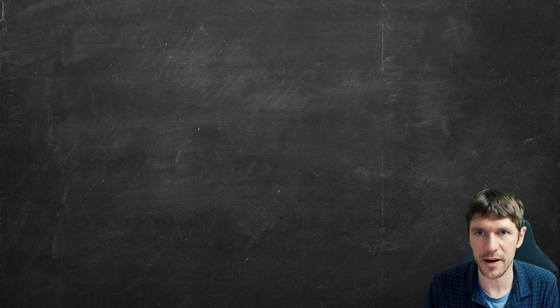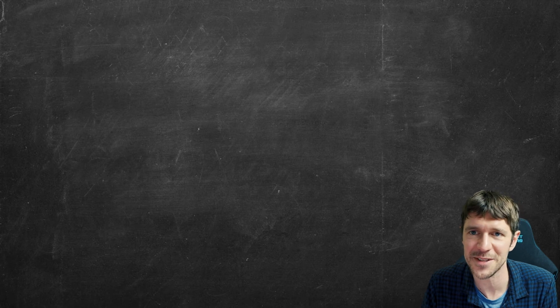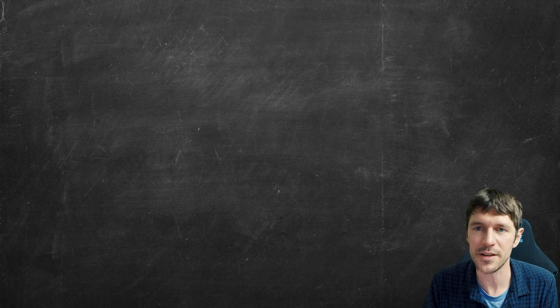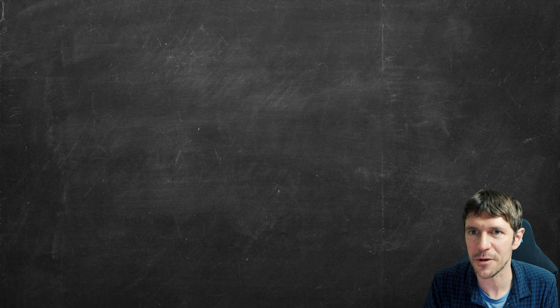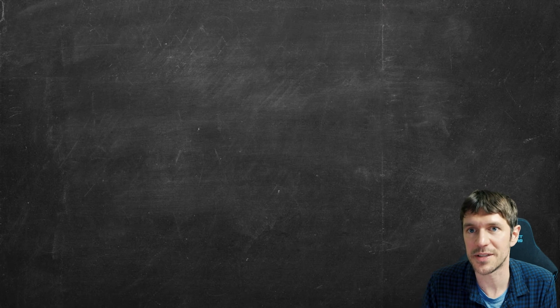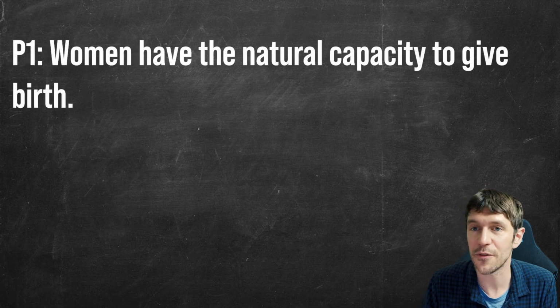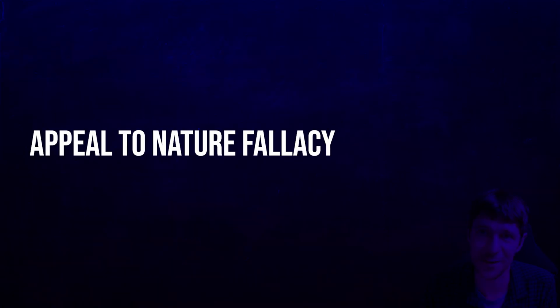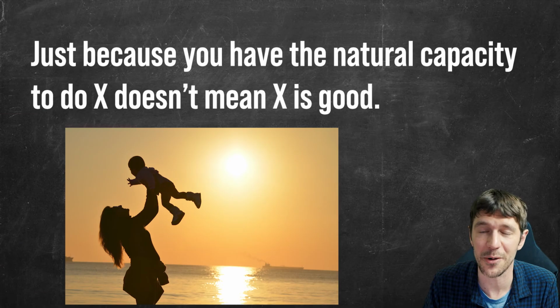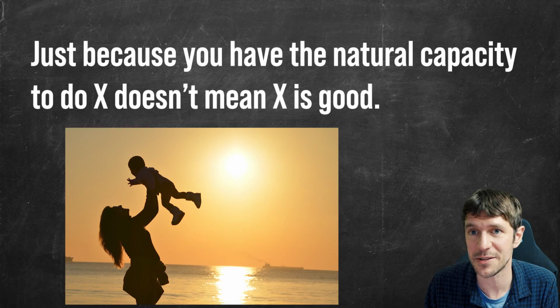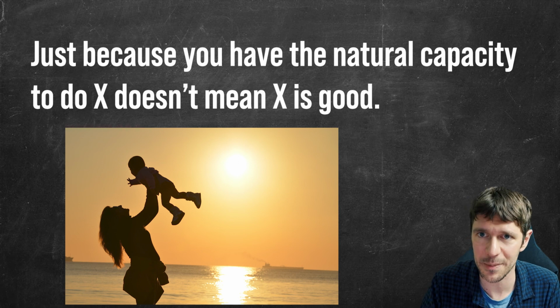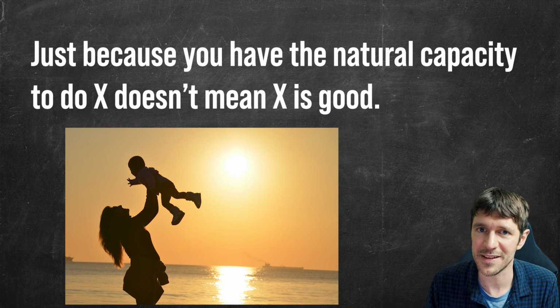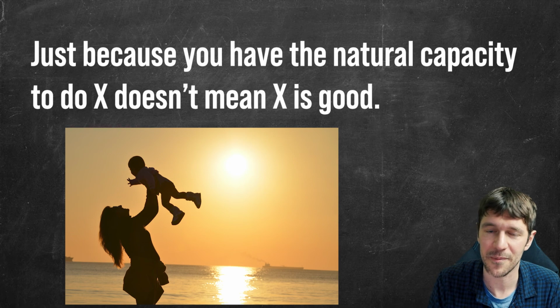Another example relates to childbirth. Now there's a couple of versions of this argument sometimes given. One involves just pointing to the fact that it's natural for women to give birth. Another involves that they have the natural capacity to give birth. So one version might be, well, since women have the natural capacity to give birth, therefore it's good for them to give birth. And even further, an individual might argue that they ought to be having babies. Again, this is an appealing to nature fallacy. Just because something is natural or an individual has the natural capacity to do something doesn't mean that they are morally obligated to do so, nor does it mean that it's prudentially good for them to do so.